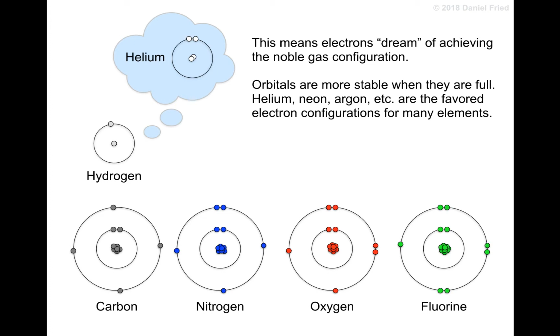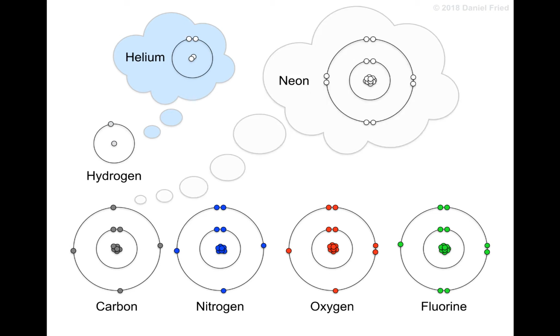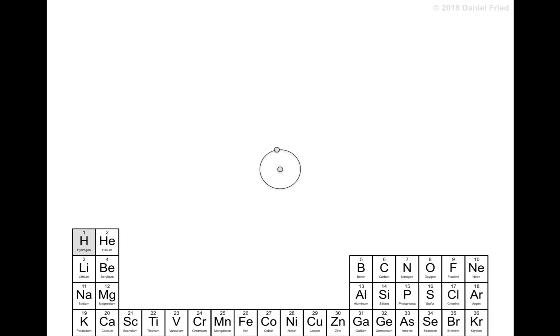Hydrogen dreams of the electron configuration of helium. It wants another electron for its outer orbital. What about carbon? Carbon dreams to be neon. It would like to add 4 electrons to its outer orbital to assume a neon electron configuration, a noble gas configuration. Same thing for nitrogen. Nitrogen would like 3 more electrons. Oxygen would like 2 more. Fluorine would like 1 more electron. They all dream of having the neon configuration.